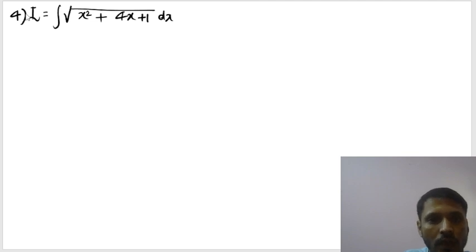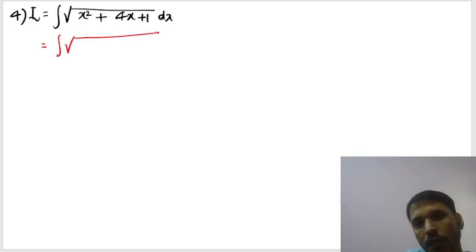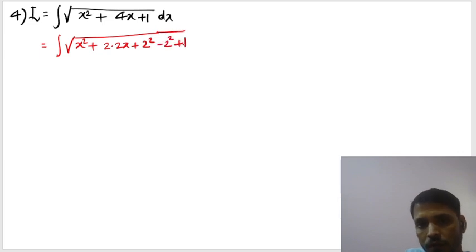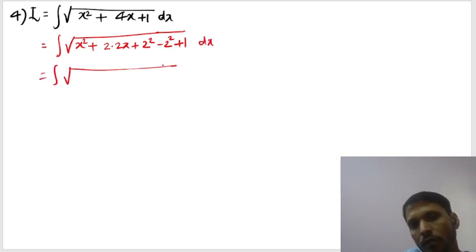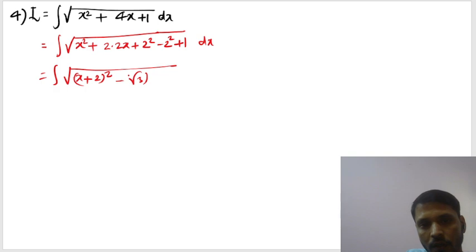So first we are going to apply the completing the square method. That means it will become integration of, here it is x square, and then 4 can be written as 2 into 2 into x, and here we are going to add 2 squared, so we have to subtract 2 squared, and then plus 1, and then into dx. Now next, integration of under root of, it will become x plus 2 whole square, and here it is minus 4 and plus 1, that means minus 3, so we can write root 3 whole square. Now we can apply the formula directly.